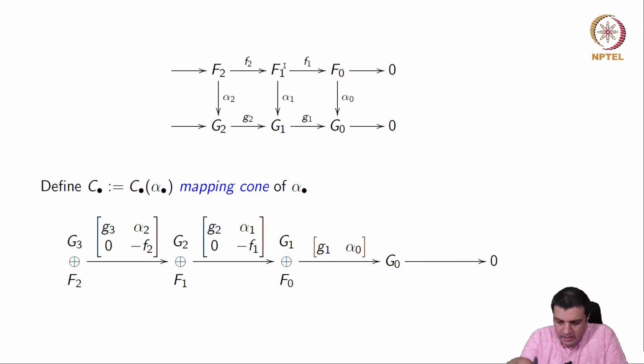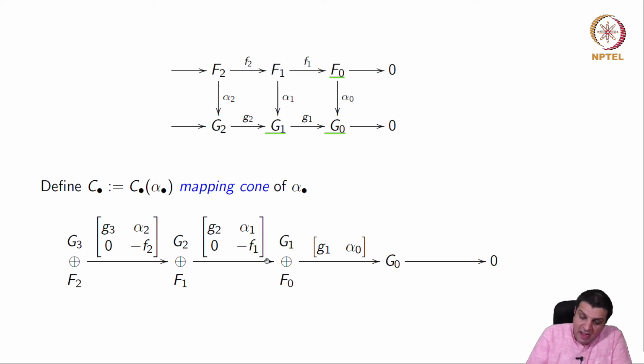So here is the thing. Let's see how this was constructed. Now let's look at G0 here. There are two maps coming to G0. One from F0 and one from G1. So F0 and G1 map to G0. The map F0 to G0 is alpha 0, and G1 to G0 is g1.